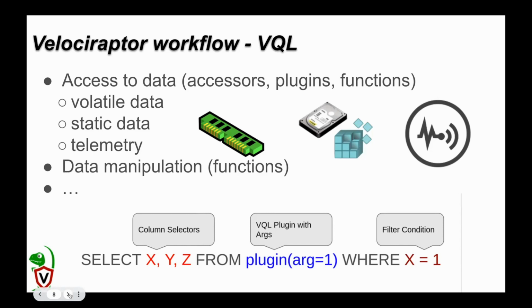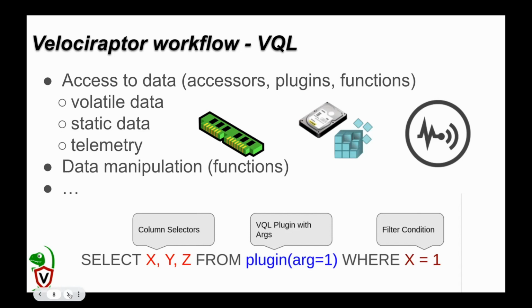Velociraptor uses a concept called accessors. So when you're writing a query, you can set the accessor to, say, process for access to process memory. You can set the accessor to NTFS to give you access to the NTFS file system, that kind of stuff. It's really simple to give you access to the things that you need.